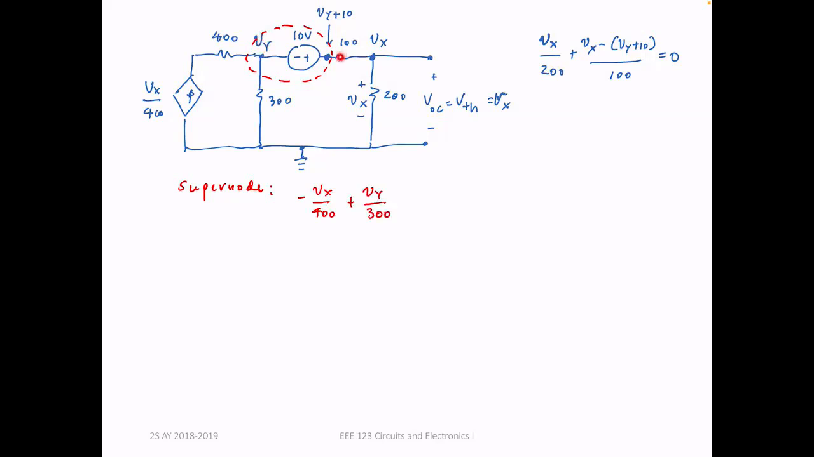I have a current here that is leaving. What is that current? That current is Vy plus 10 minus Vx. Remember, this is, let's say, V of z, but V of z is Vy plus 10. So Vy plus 10 minus Vx all over 100, and this is equal to 0. So I have two equations, two unknowns. This is one equation, and then this is another equation. I should be able to solve for V of x.